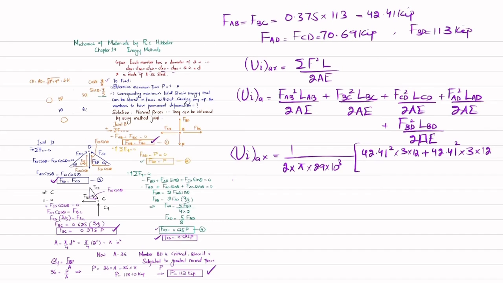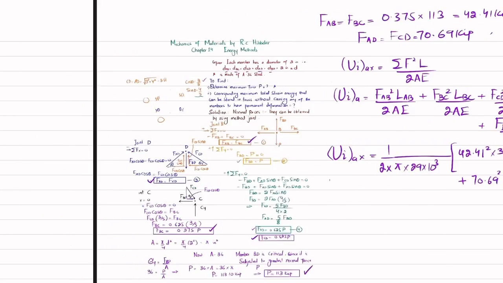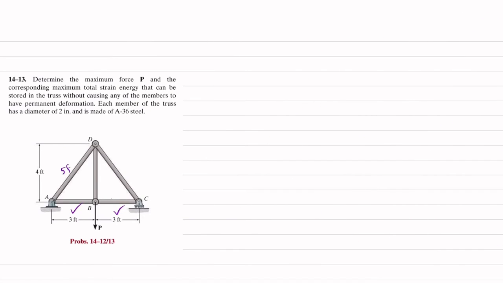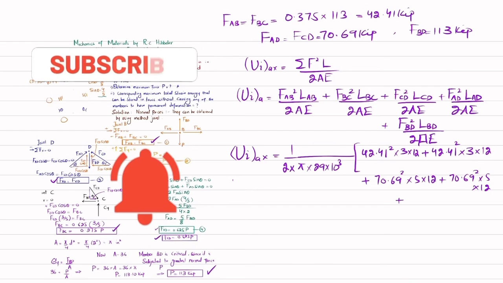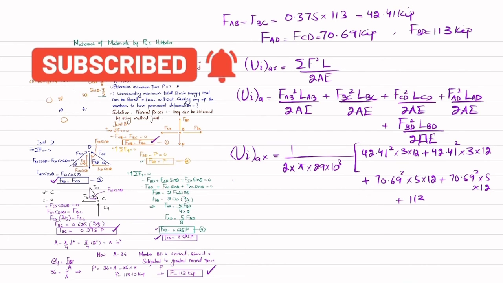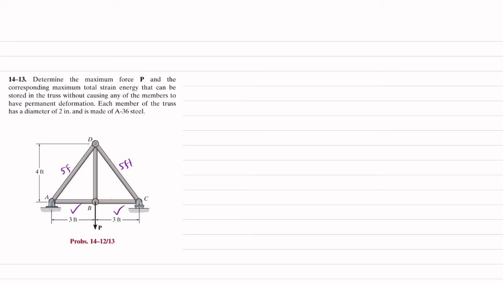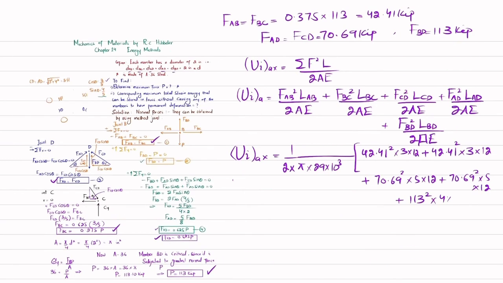So 3 into 12, plus FCD. FCD is 70.69 square. FCD and AD, these are 5 feet. Clear? So 5 feet multiplied by 12 will convert it into inches, plus FAD. FAD is also 70.69 square multiplied by 5 multiplied by 12. And the last one is FBD. So FBD is 113 square multiplied by BD. BD is 4 feet, so 4 multiplied by 12.